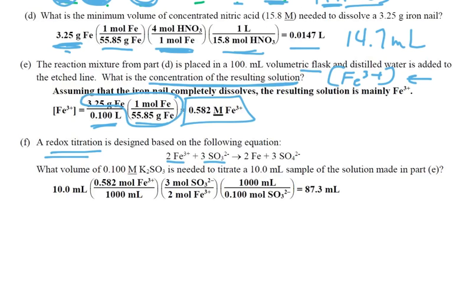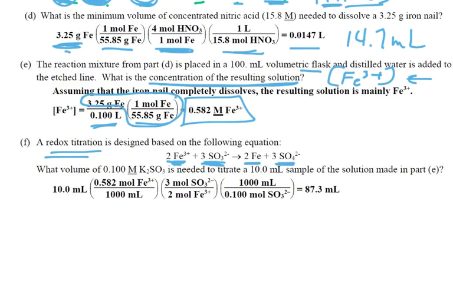And the last part here, do a titration. And we're going to use sulfite that turns into sulfate to react with our iron 3+ that turns into iron 2+. So sulfite is a reducing agent. It'll reduce our iron ion. So what do we have?